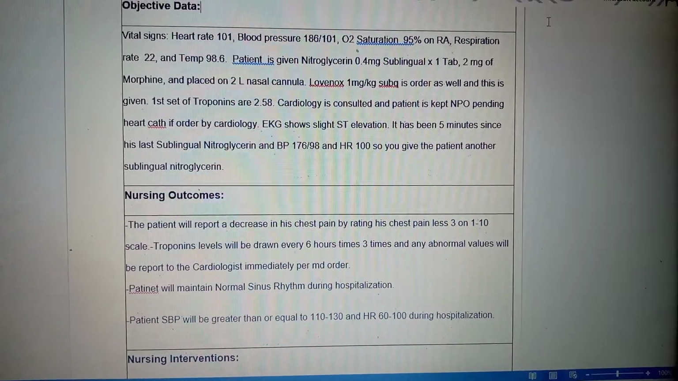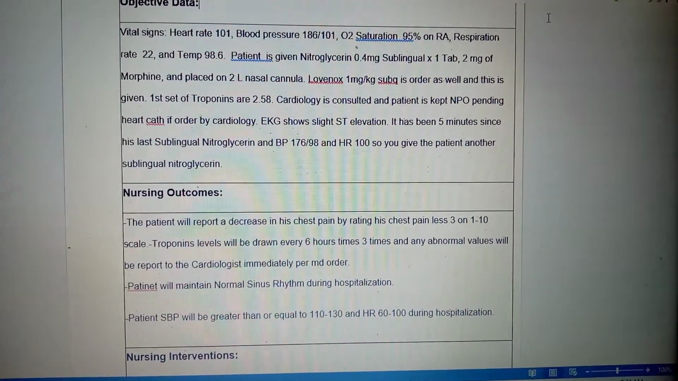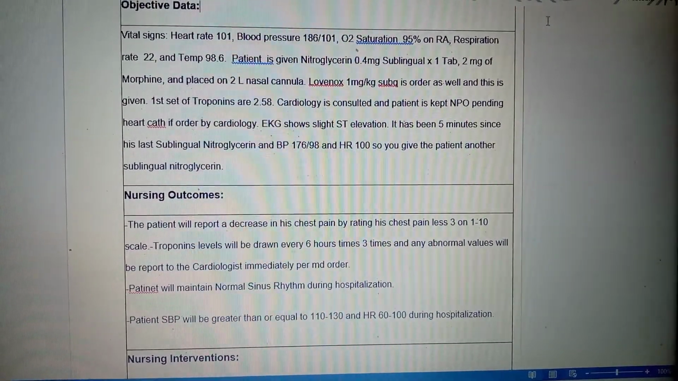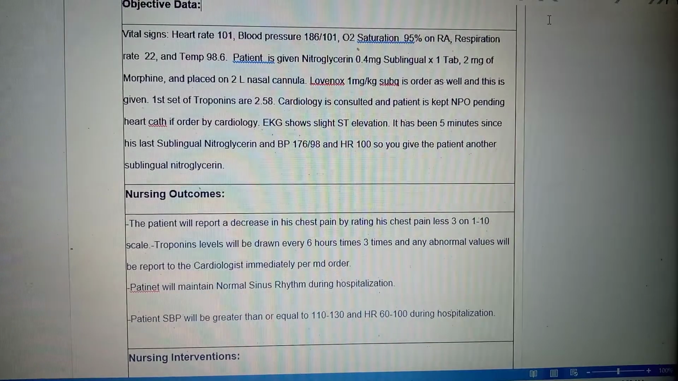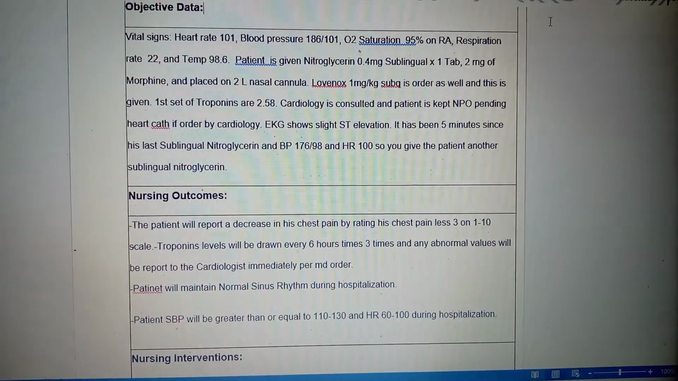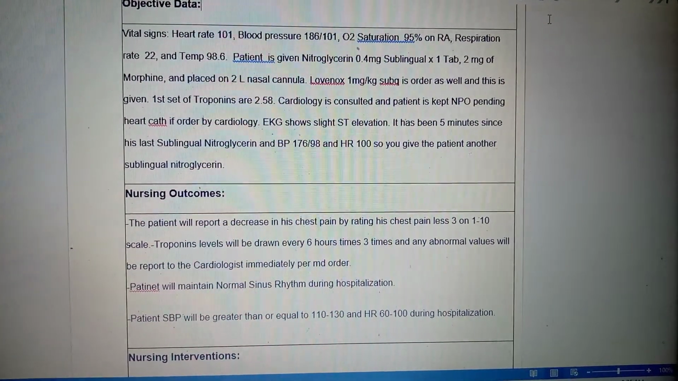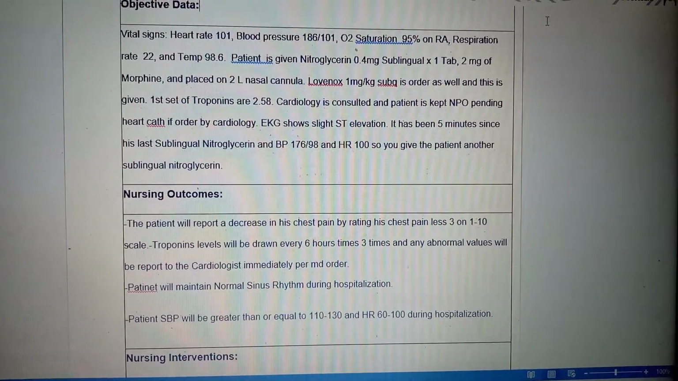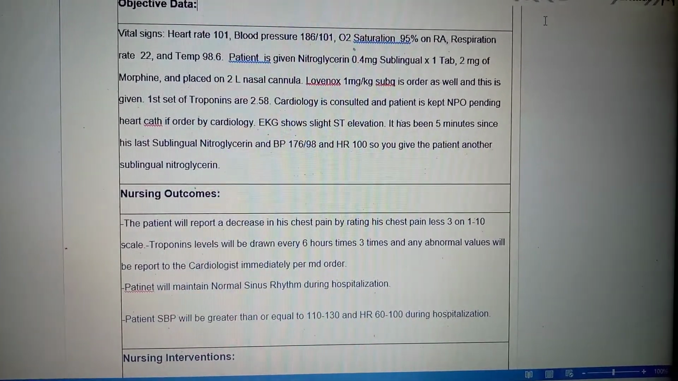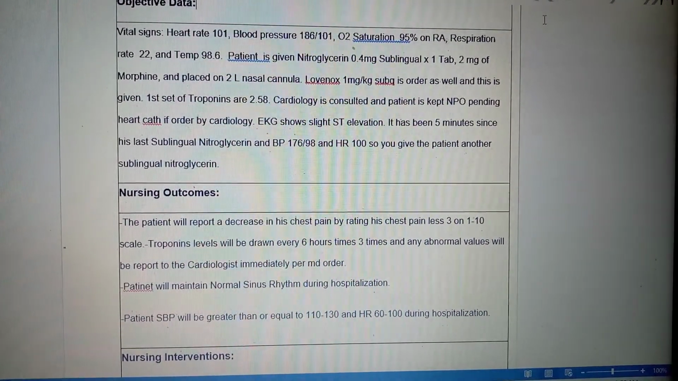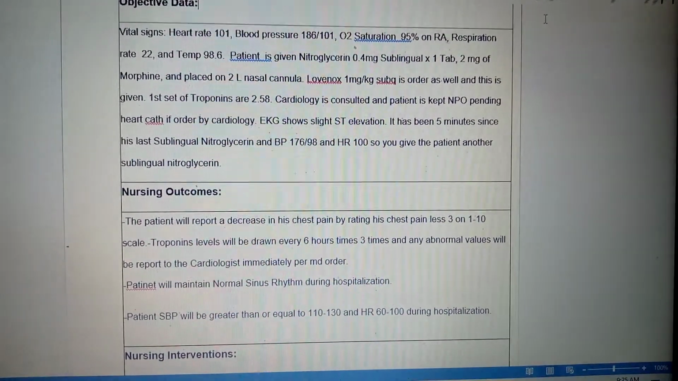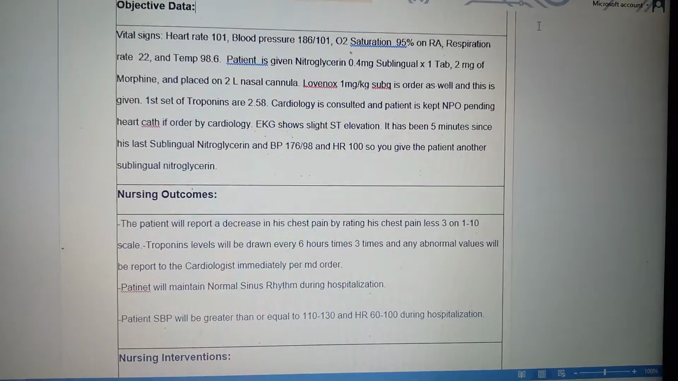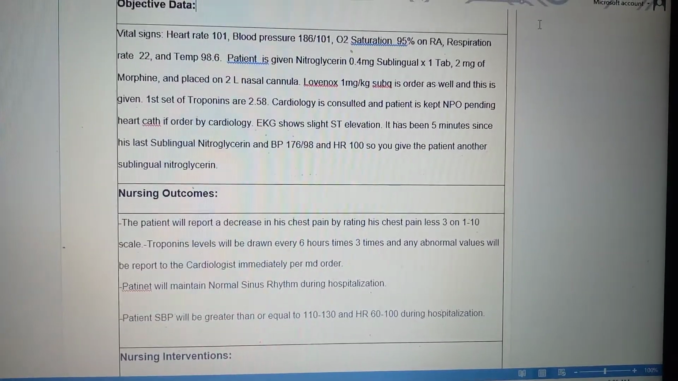The first set of troponins is 2.58. Cardiology is consulted and the patient is kept NPO pending heart cath if ordered by cardiology. An EKG shows slight ST elevation. It has been 5 minutes since his last sublingual nitroglycerin and the blood pressure is now 176/98 and heart rate 100, so you give the patient another sublingual nitroglycerin.